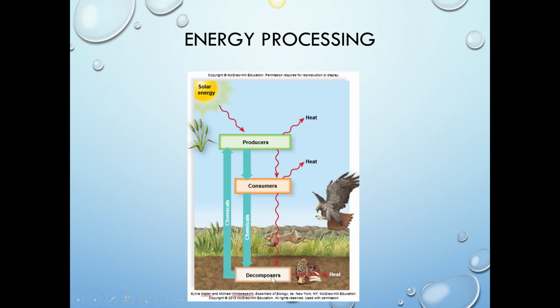Then you have the decomposers. The decomposers are going to decompose or decay dead organisms. Decomposers consist of bacteria, fungi, so all the different molds, like the bread mold that you see growing on your bread in your cabinet. Those are decomposers. They are going to decay dead organisms.